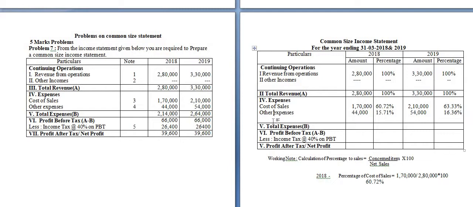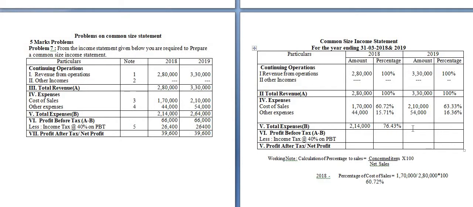Over, now make the total of expenses. 1,70,000 plus 44,000 is equal to 2,14,000. How has this 2,14,000 come? 1,70,000 plus 44,000. Now calculate their percentage. 2,14,000 divided by 2,80,000 into 100 is equal to 76.43 percentage. Okay.